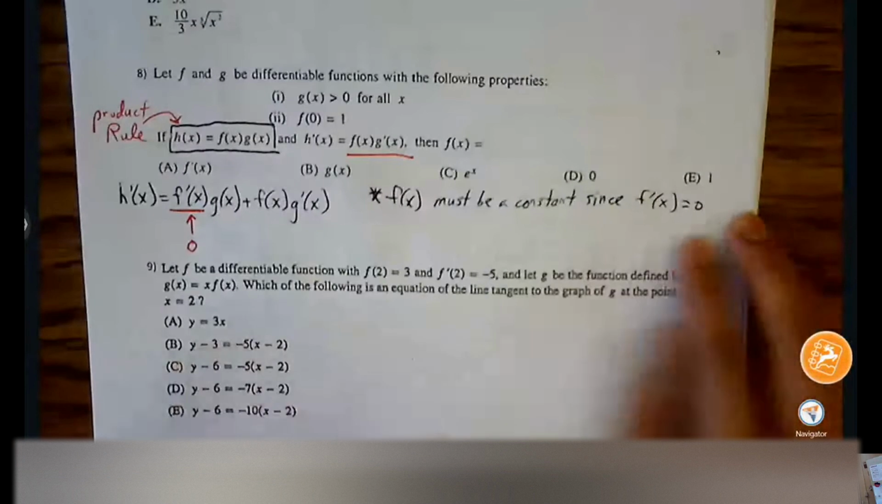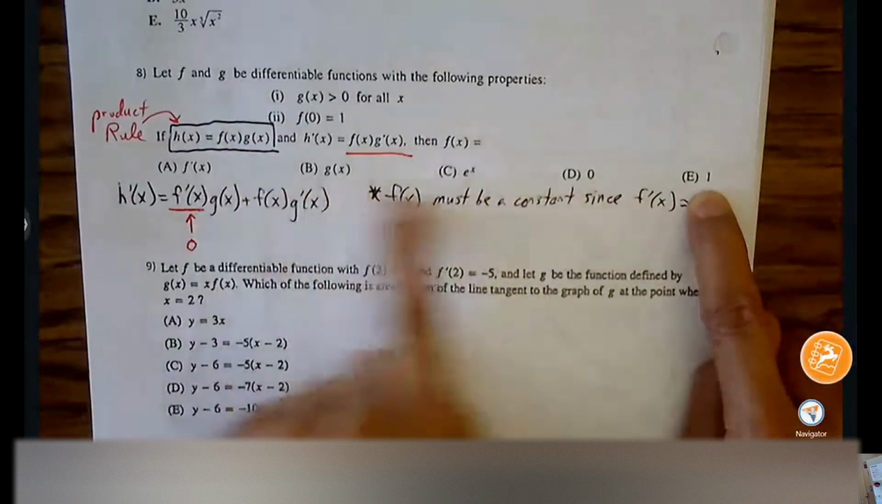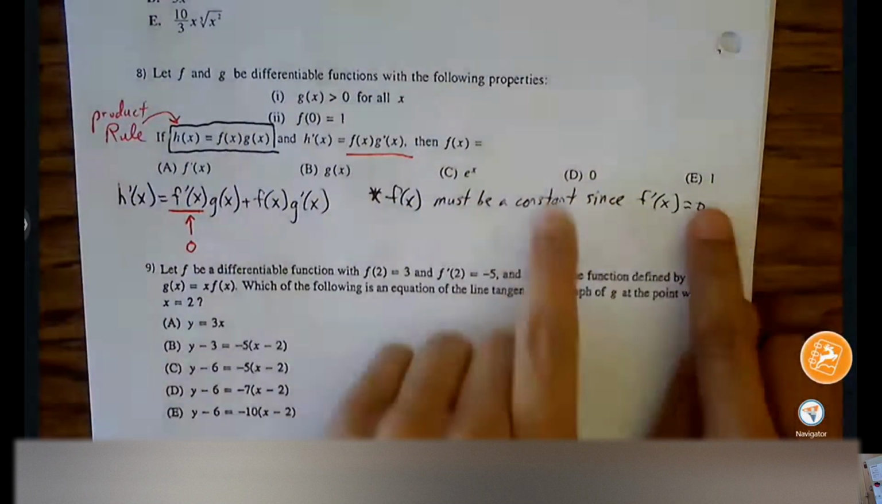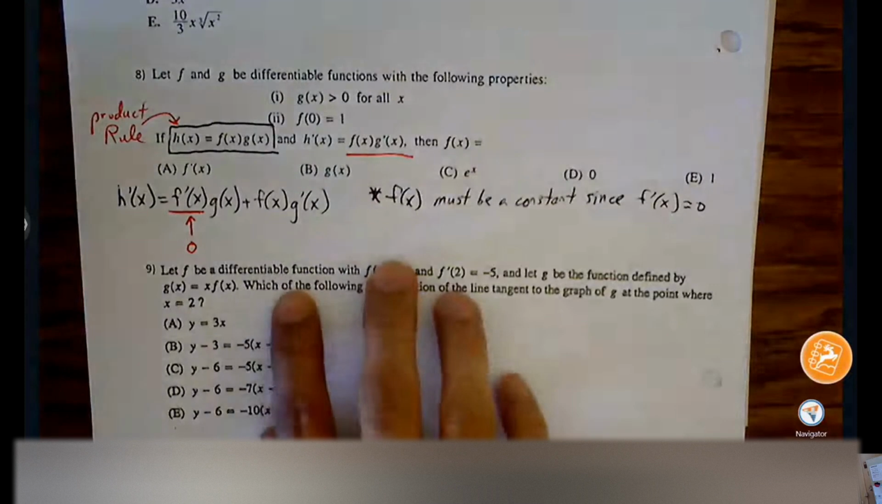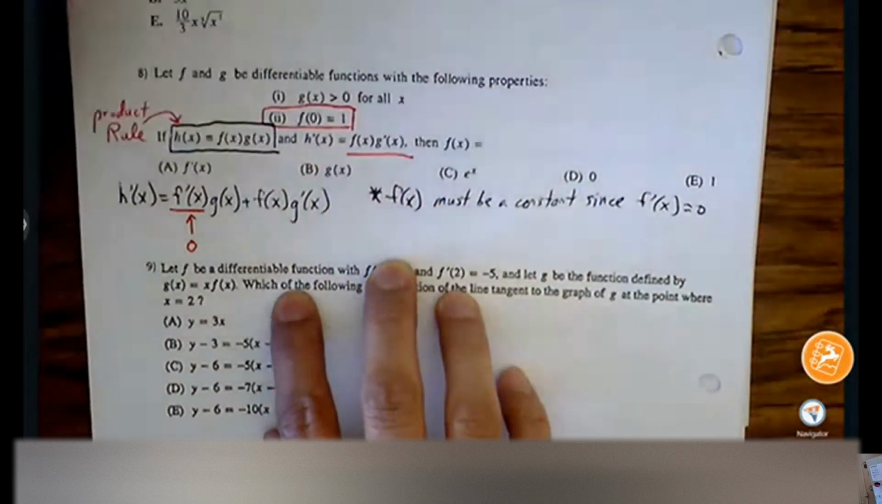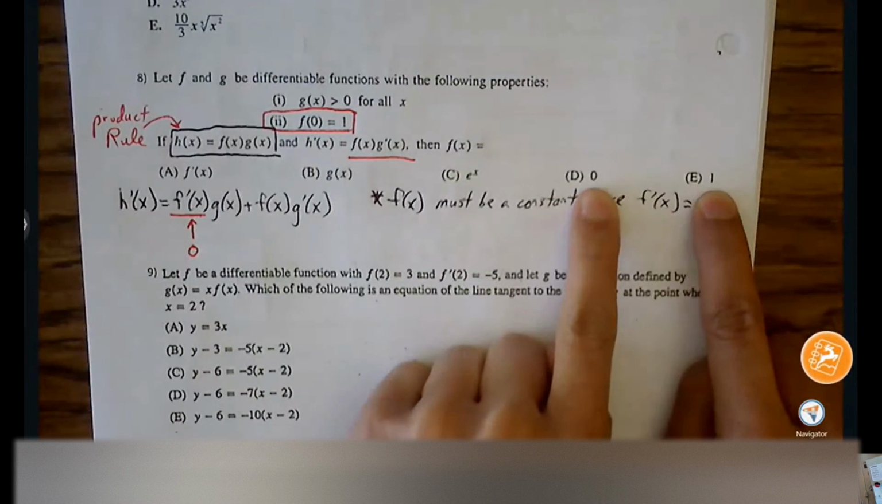So that means we only have two options, right? It's either 0 or 1. These are the only constants that we see in the problem. But is there something that we can use to narrow down between these two options? f of 0 equals 1, right? So what's the only value where I can plug in and get a 1?